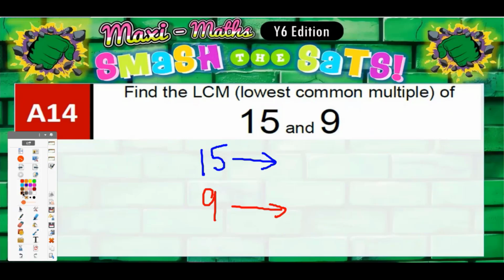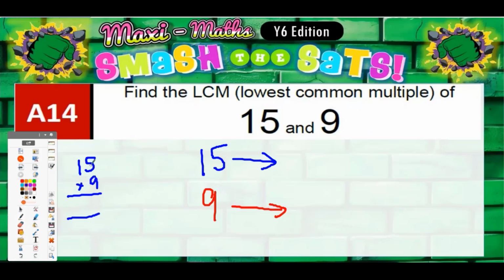Question 14. Find the lowest common multiple of 15 and 9. Now, some people get mistaken with this and think that all they've got to do is multiply 15 by 9, and that will give them the lowest common multiple. Now, this actually does work for some, times them together, but not for everything.